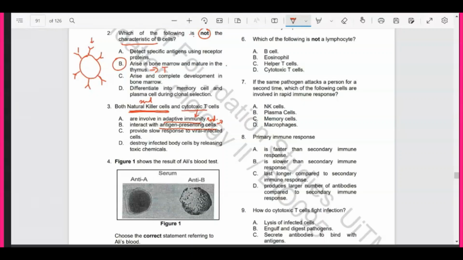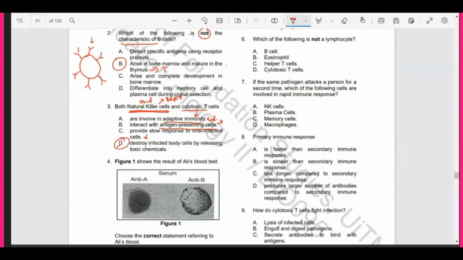So kalau C, provide slow response to viral infected cell, salah. Sebab kalau natural killer cell, dia terlibat dalam second line defense. Kalau second line defense, dia punya ciri dia apa? Rapid, kan? Rapid response. So C salah. Kalau kita tengok yang D, destroys infected body cell by releasing toxic chemicals. So should this be the answer?